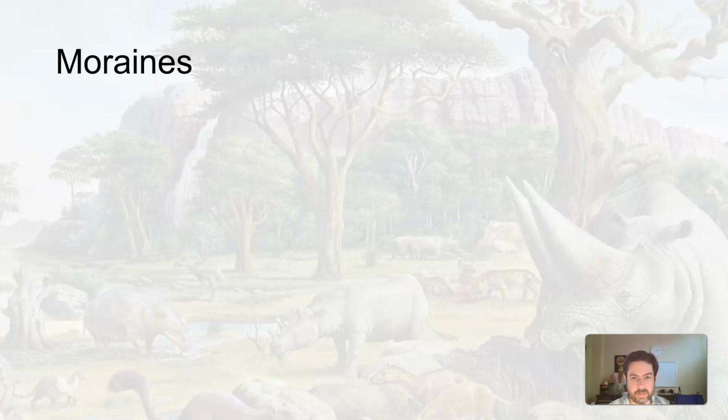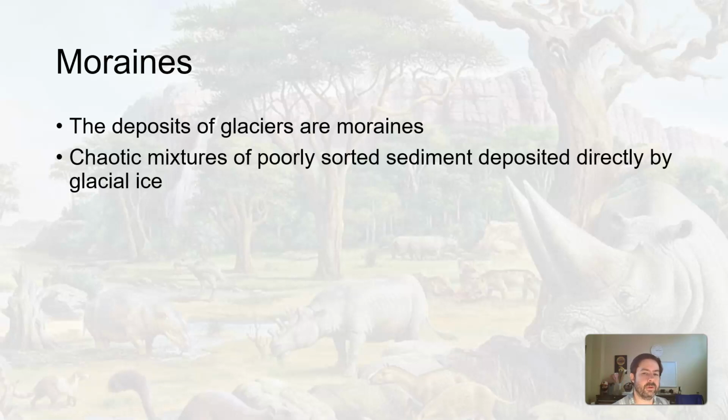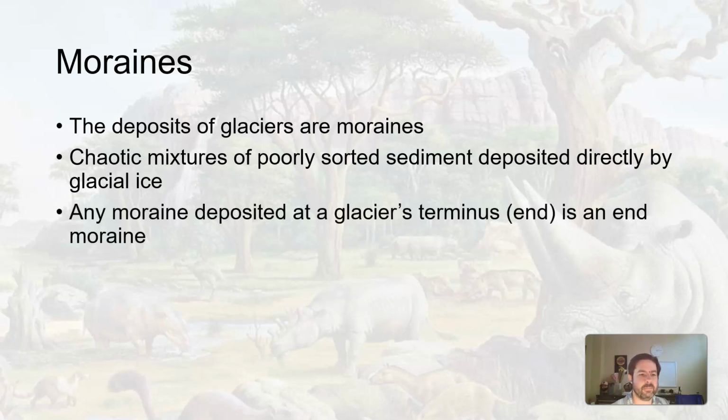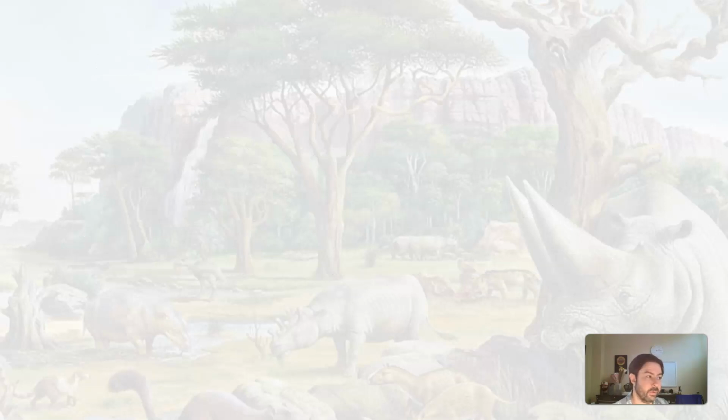Some of these glacial deposits are called moraines. I just wanted to talk about them a little bit more. The deposits of glaciers at the end of them are called moraines. They're chaotic mixtures of very poorly sorted sediment deposited right at the edge of the glacier, by the glacier. Any moraine deposited at the end or terminus of a glacier is called an end moraine. However, there are different types of end moraines. Terminal and recessional moraines are types of end moraines.